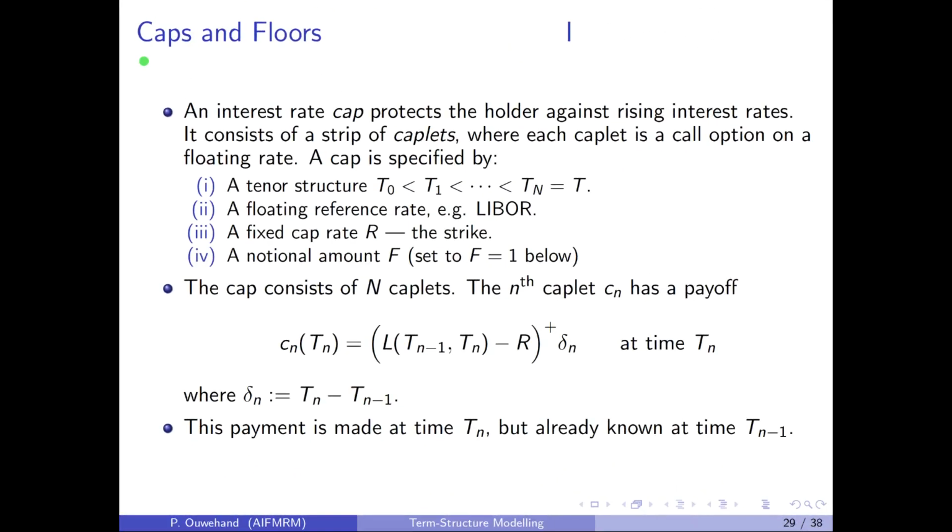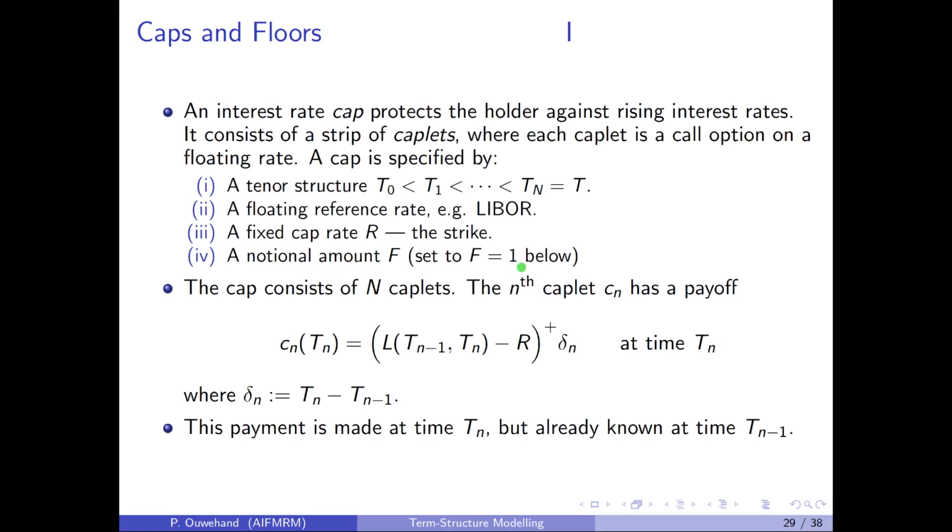Next, we'll consider interest rate options. To begin with, let's have a look at caps and floors. An interest rate cap is an instrument that protects the holder against rising interest rates. It consists of a strip of caplets, where each caplet is a call option on a floating rate. A cap is therefore specified by a tenor structure, T0 less than T1 up to Tn, a floating reference rate, for example LIBOR, against which the holder of the cap seeks protection, a fixed cap rate R, which can be regarded as the strike of each of these caplets, and a notional amount f, which again we set equal to 1.